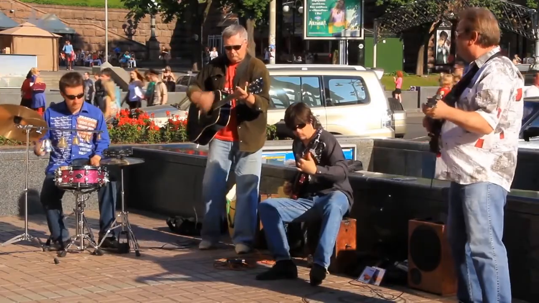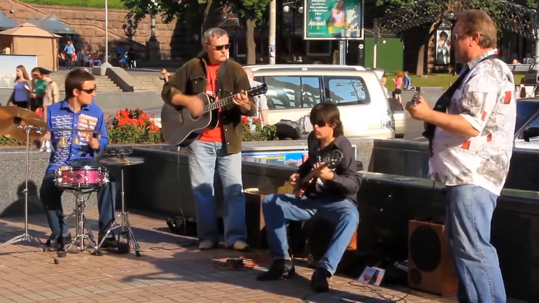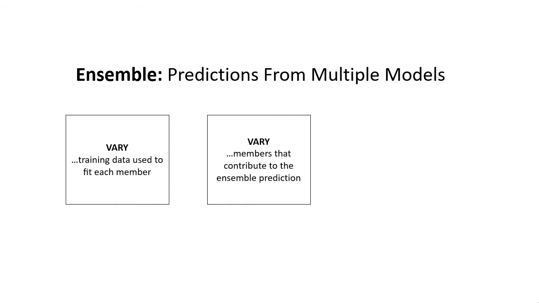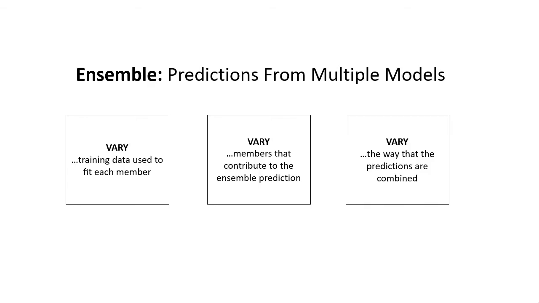This can be achieved by varying one aspect of the ensemble. For example, vary the training data used to fit each member. Next, vary the members that contribute to the ensemble prediction. Lastly, vary the way the predictions from the ensemble members are combined.